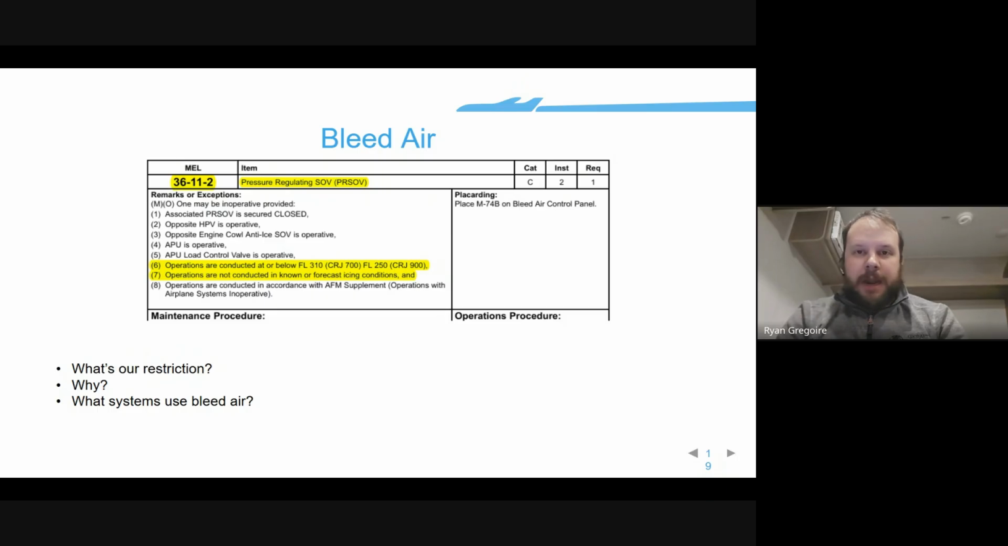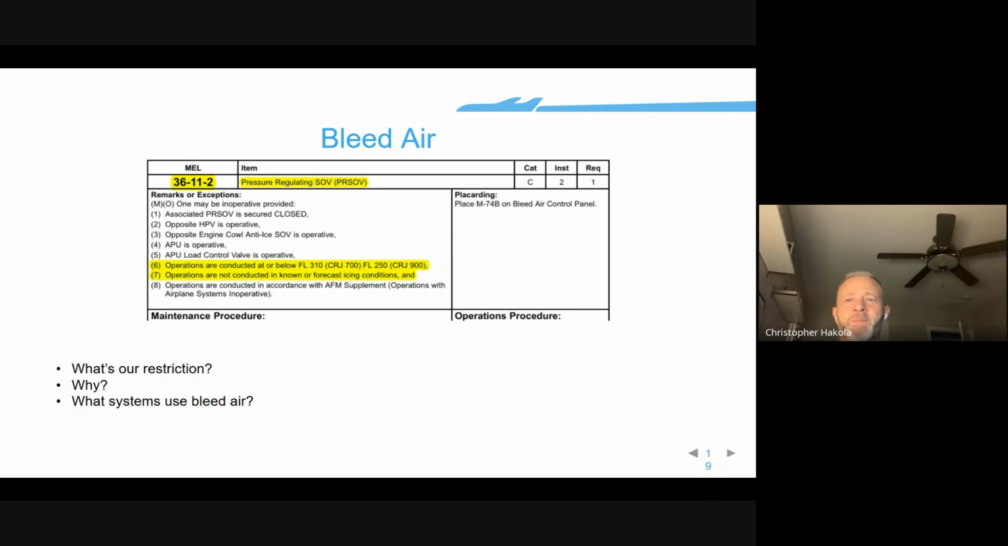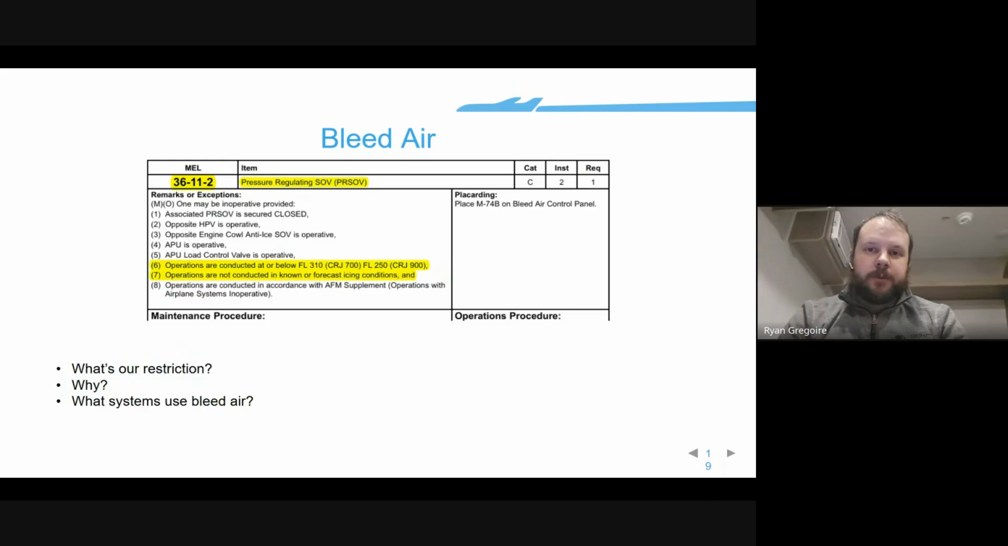The APU just is a power generator, right? And also supplies bleed air. It is also a backup source for bleed air. Very good, Christopher. So we have something wrong with our bleed air system. We want to ensure that our backup bleed air system is available to us. The APU must be operative.